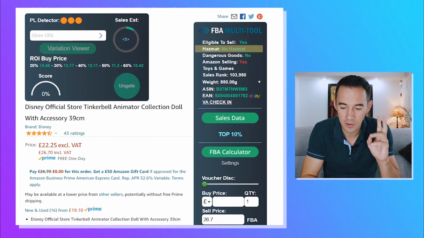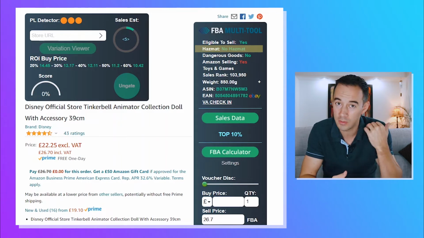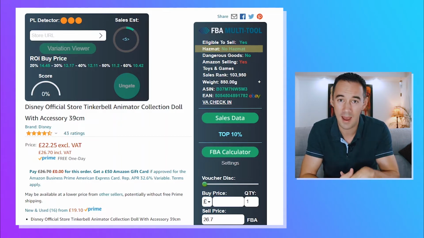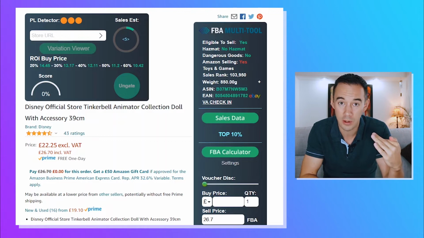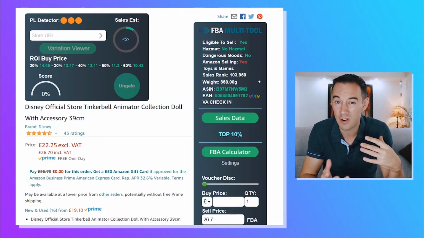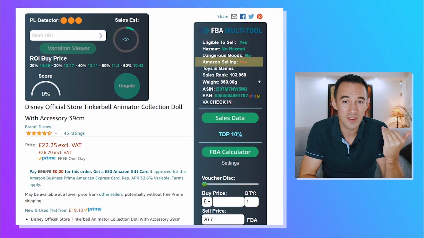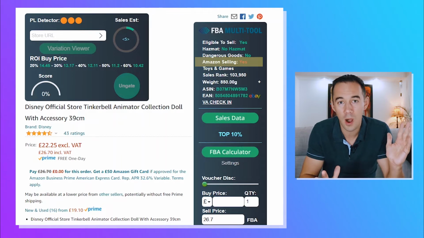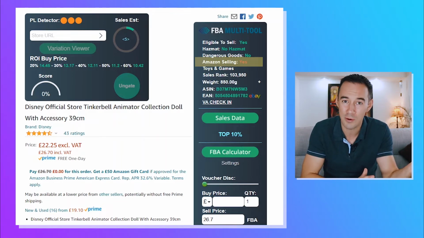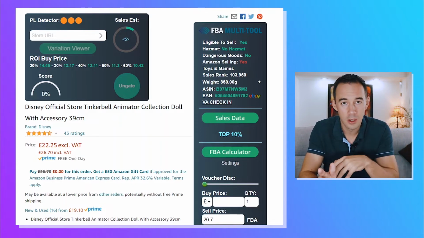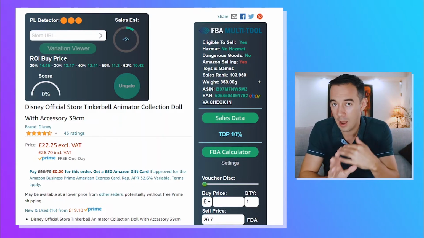Next thing, hazmat, you can see is not hazmat, so that's good. It means I can carry on. If it was hazmat and part of the dangerous goods program, then I'd possibly look at that, but for us, it doesn't matter. Now it does say Amazon selling. I'm not interested in that right now. Why? Because I'll do the Keepa analysis for the Amazon competition later. Some people do, some people don't. For me, I'm happy with that.